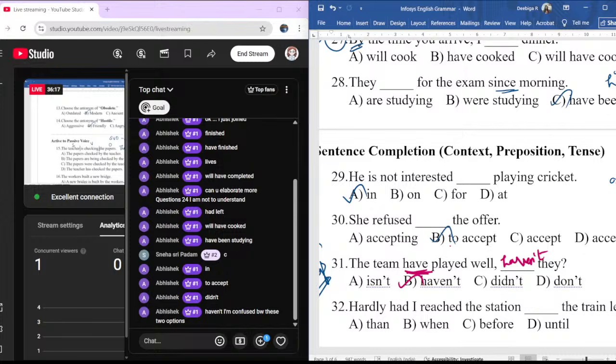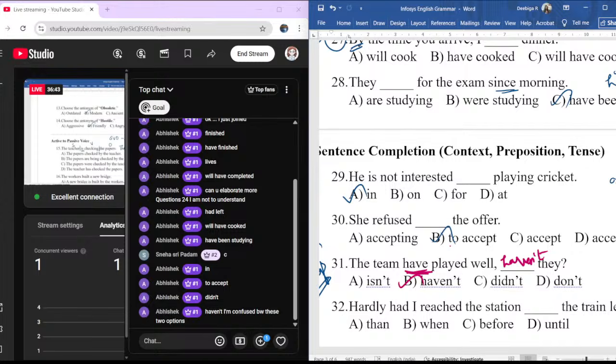I'm confused between these two options, haven't and didn't. I hope you got your answer now. They have not talked about past tense. So first you have to look at the tense over here. The team have played well, and then you add not to it. Haven't they? Here you did not see the usage of past tense, so you don't use didn't. I hope you understood it.